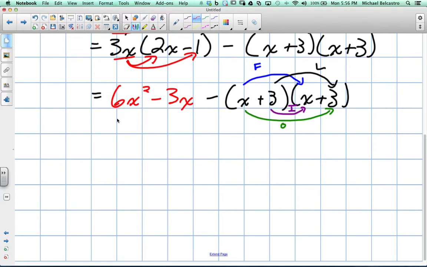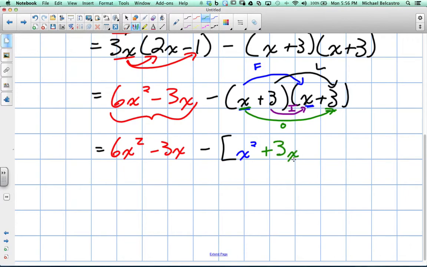So we've already done this part in red, so I'm going to keep it in red. Think of it as frozen, and we don't have to deal with it. So 6x squared minus 3x. And then subtract, and I'm going to put this all into a square bracket. My first terms, in blue: x times x will give us x squared. Then O: x times positive 3, so it's plus 3x. The inside terms are 3 times x, so plus 3x. And finally, the last terms are 3 times 3, so it's positive 9.